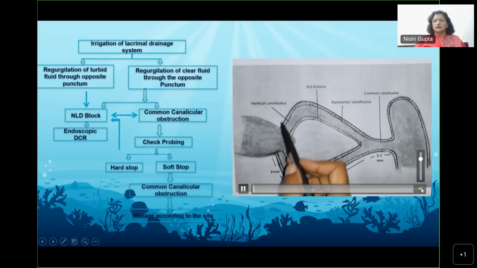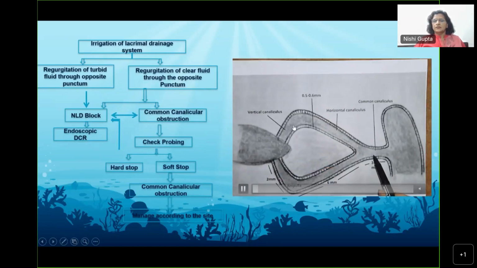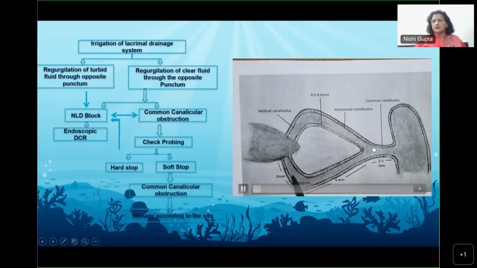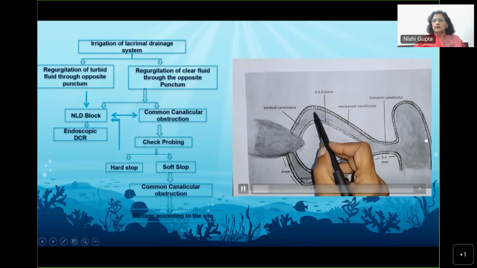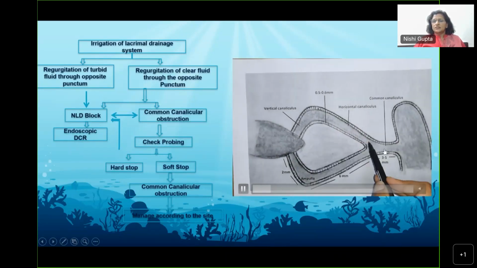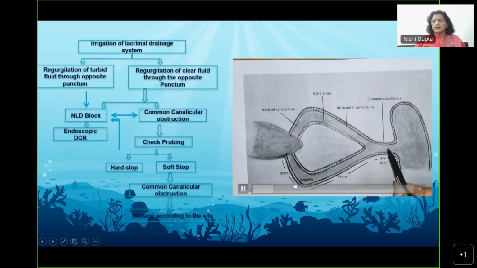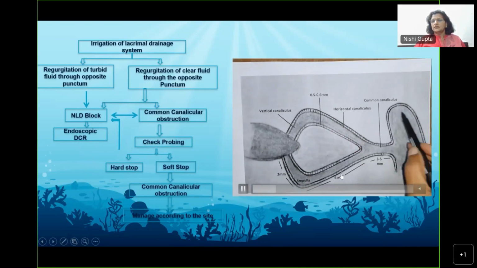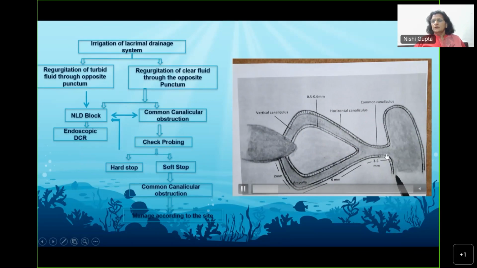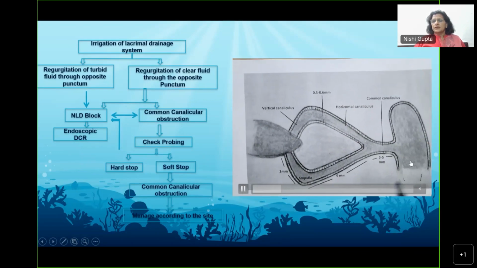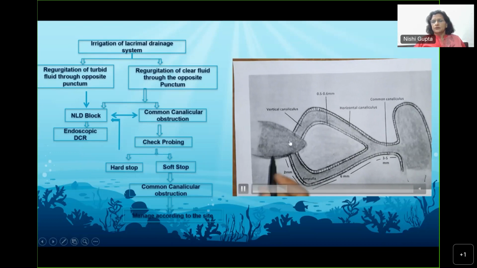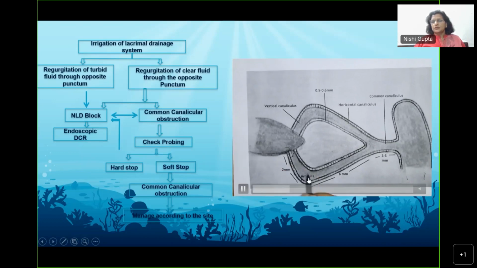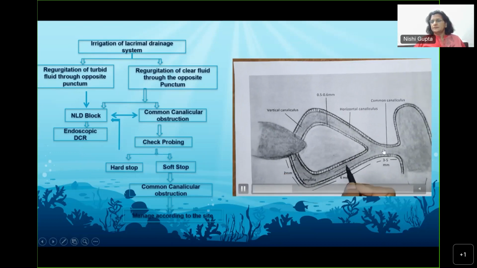So this is the vertical canaliculus, this is the horizontal canaliculus. Similarly, in the lower part, this joins to form the common canaliculus, which opens into the lacrimal sac. So we see the dimensions. This is the 2 millimeter vertical canaliculus, this is 6 millimeter, and this is 3.5 millimeter. This continues into the nasolacrimal duct, the sac. So if we irrigate through the lower punctum, it goes into the ampulla and into the sac.